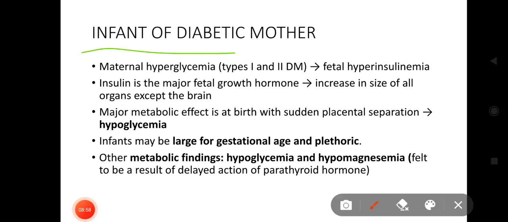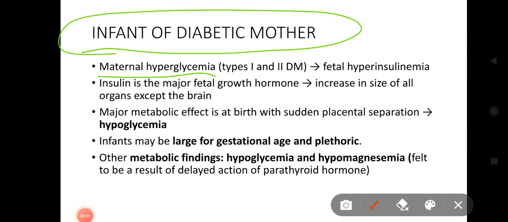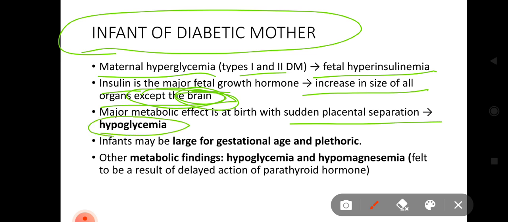Now infant of diabetic mother, an important topic. Maternal hyperglycemia, either type 1 or type 2. Fetal hyperinsulinemia occurs. Insulin is a major fetal growth hormone, so there is an increase in size of all organs except brain. Another important thing: all organs except brain. So the major metabolic effect is at birth with sudden placental separation. What happens? Hypoglycemia occurs at birth. Infants may be large for gestational age and plethoric.